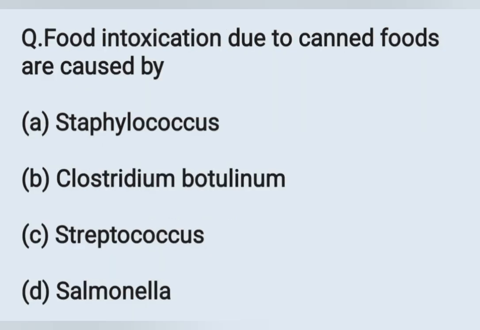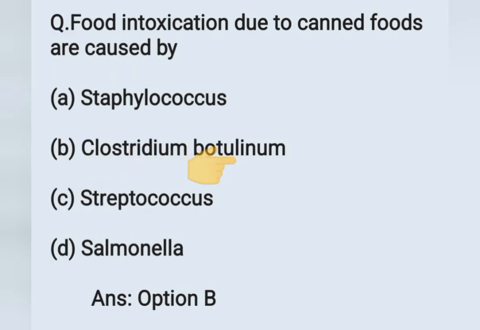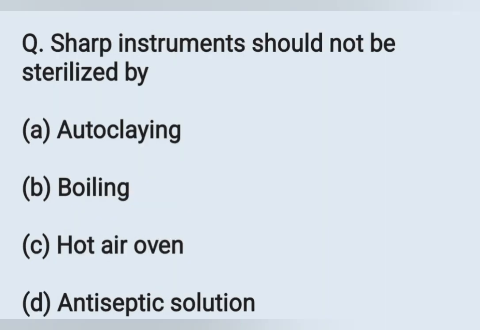And the next question is, food intoxication due to canned foods is caused by? Options. Option A, staphylococcus. Option B, Clostridium botulinum. Option C, streptococcus. Option D, salmonella. Here the question is, food intoxication, that is toxification of food due to canned foods, is caused by Clostridium botulinum. Option B is the correct answer. Move on to the next question.